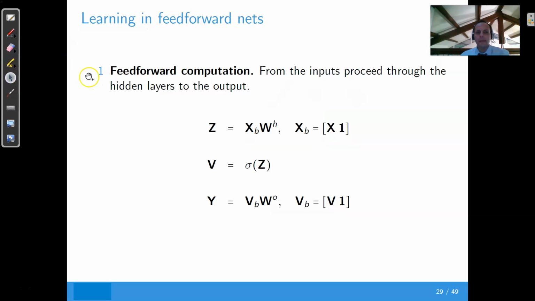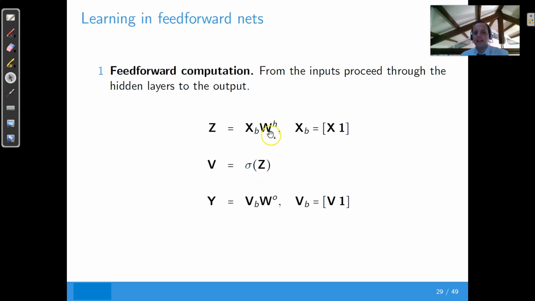I'm going a little bit into the detail, in order to show you the way of computing, or performing, the training of a neural network. So you see here phase one, which is the feedforward computation. It means that from the inputs, you proceed through the hidden layer to the output, again by using the scheme of a very simple neural network.